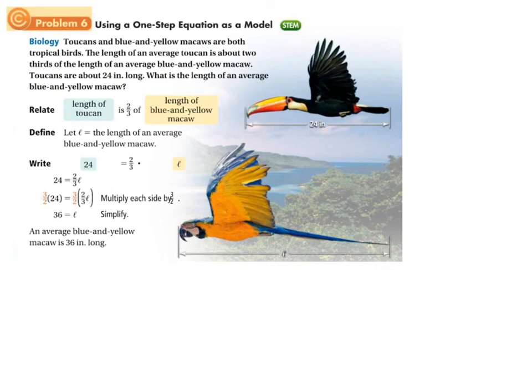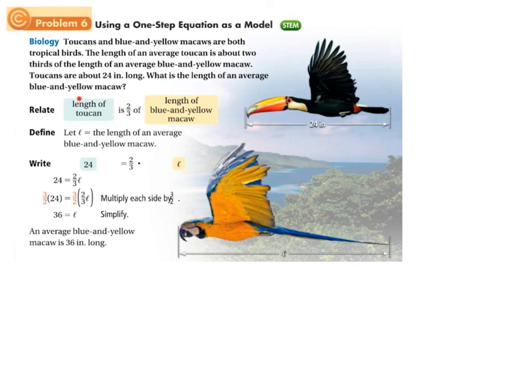So the first thing we need to do is we need to say, okay, the length of the toucan is 2/3 of this length of the macaw. So if we want to give that a variable length to this because we don't know how long this blue and yellow macaw is, we can call it L, but you need to define the variable. You need to say, let L equal whatever it's equal to. In this case, the length of the average blue and yellow macaw. You can't just say blue and yellow macaw because we don't know about what. Are you talking about the weight or what? You got to say what you're talking about in terms of what you're measuring. Let L equal the length of it.